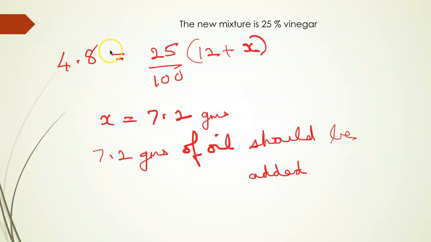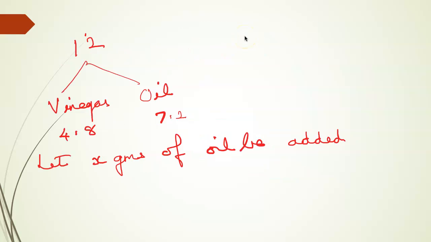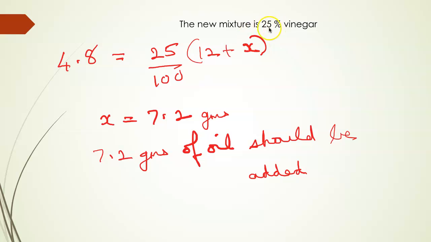Now 4.8 is the vinegar in the old mixture, and the new mixture has to have 25% vinegar. So 25 by 100 into 12 plus X is the amount of vinegar in the new mixture. So solving, we get X equal to 7.2 grams. So what is the answer? 7.2 grams of oil should be added.